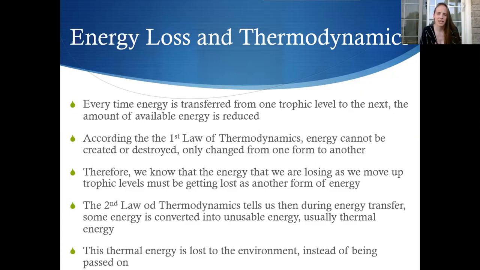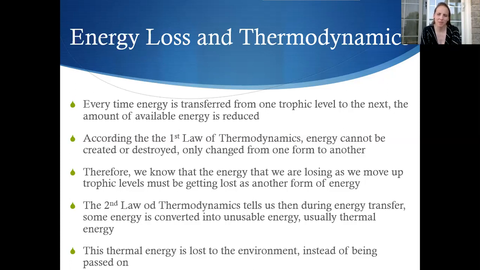According to the first law of thermodynamics, energy cannot be created or destroyed. It only changes from one form to another. So for example, when we go from solar energy to chemical energy, that is energy changing from one form to another, but that energy can't just disappear, and you can't just make new energy from nothing. So we know that we're losing energy as you move up trophic levels, but it can't just be completely disappearing. It must just be getting converted into a form that's not usable to those organisms.